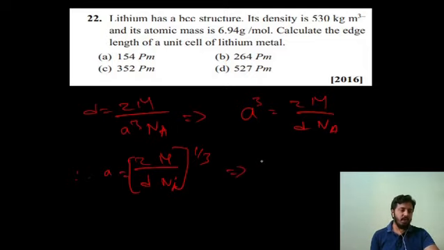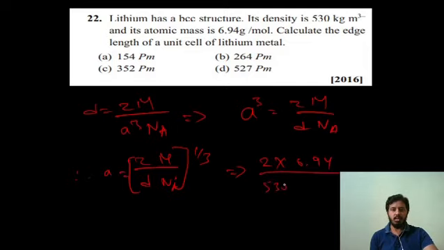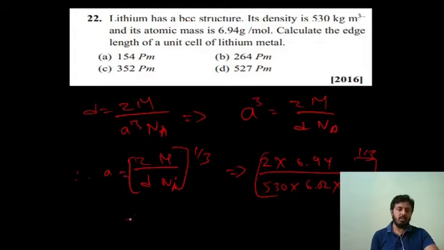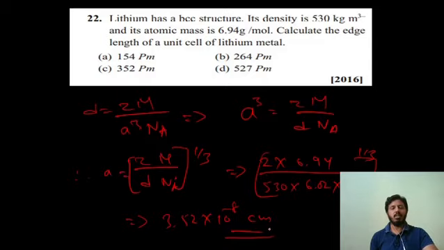So substitute these values. Z is 2, molar mass is 6.94, density they have given is 530, and Avogadro number of particles 6.02 into 10 power 23, whole to the power 1 by 3. So after simplifying, you will get 3.52 into 10 power minus 8 centimeter. But it's not there in the option. Just we have to convert centimeter into picometer. So if you convert this, you will get 352 picometer. That is option C.